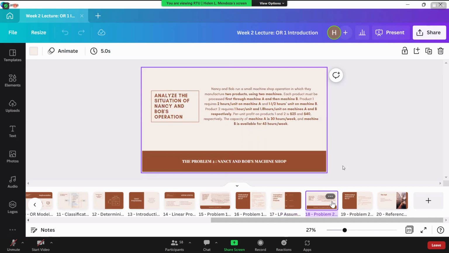We go to the second example. Nancy and Bob run a small shop operation in which they manufacture 2 products using 2 machines. Each product must be processed first through machine A and then machine B. Product 1 requires 2 hours per unit on machine A and 1.5 hours per unit on machine B. Product 2 requires an hour per unit and 1.8 hours per unit on machines A and B, respectively. Per unit profit on products 1 and 2 is 25 and 40 respectively. The capacity of machine A is 30 hours per week and machine B is available for 45 hours per week. We are asked to analyze the situation of Nancy and Bob's operation.